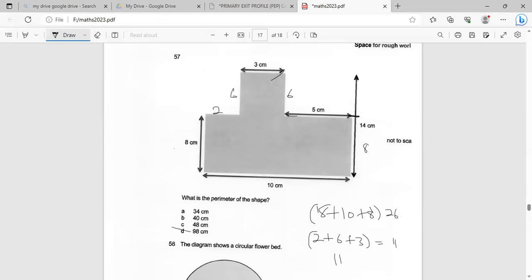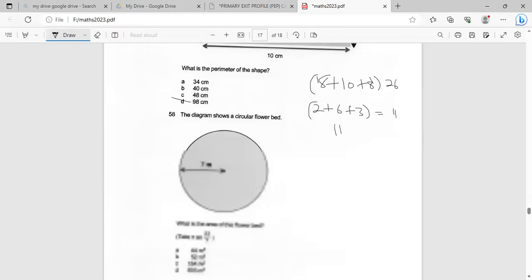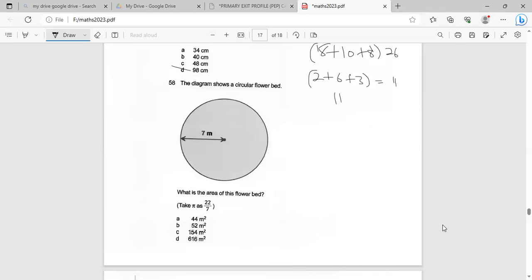All right, let's move on to the last two. The diagram shows a circular flower bed. What is the area of the bed? Use pi to be 3.14. So area of circle is pi r square. Oh, they say use 22 over 7.